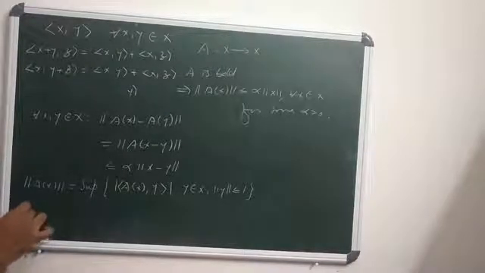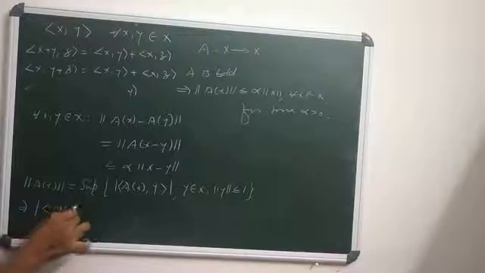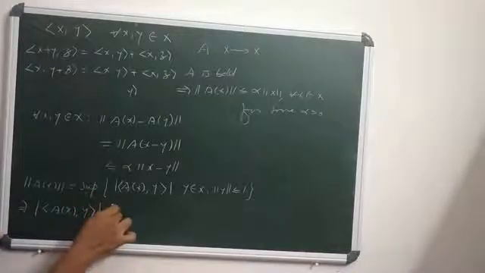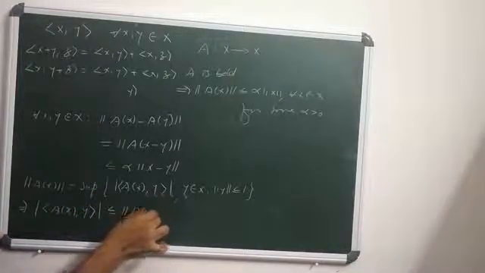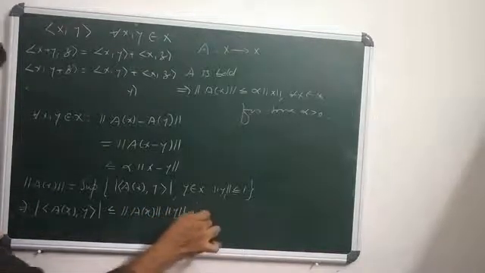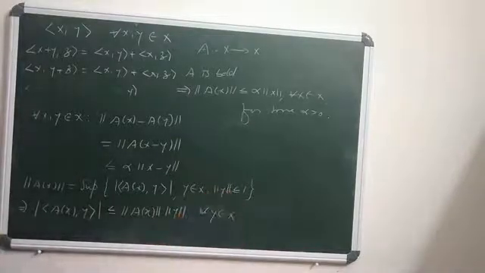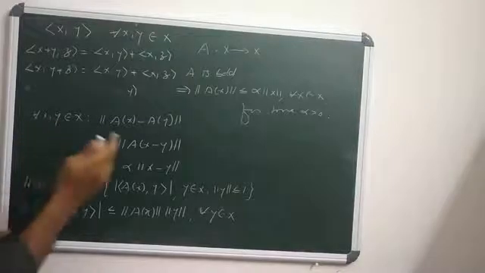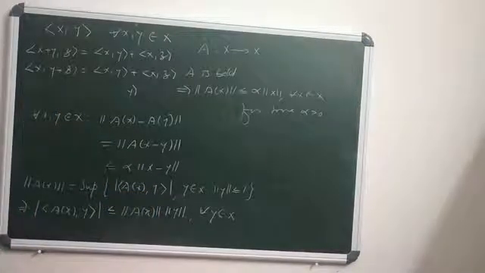So that means the modulus of the inner product <Ax, y> is less than or equals norm Ax into norm y, for all y in X. The norm of Ax is the supremum of the modulus of the inner product <Ax, y> with y in X, norm y less than or equals 1. So from here, the modulus of <Ax, y> is less than or equals norm Ax into norm y for all y in X. So how to define norm A?